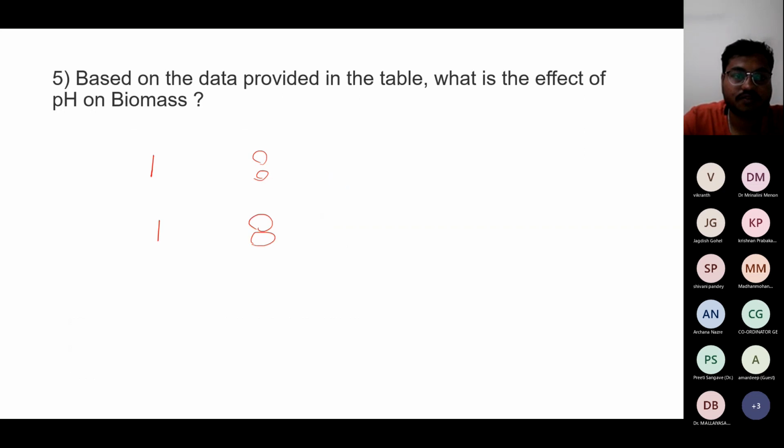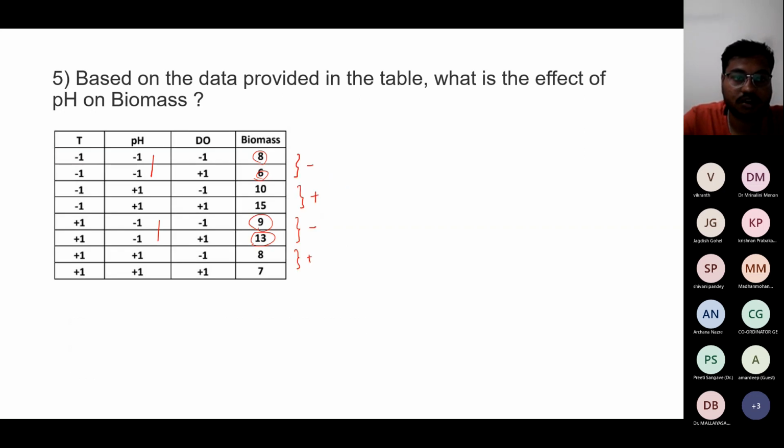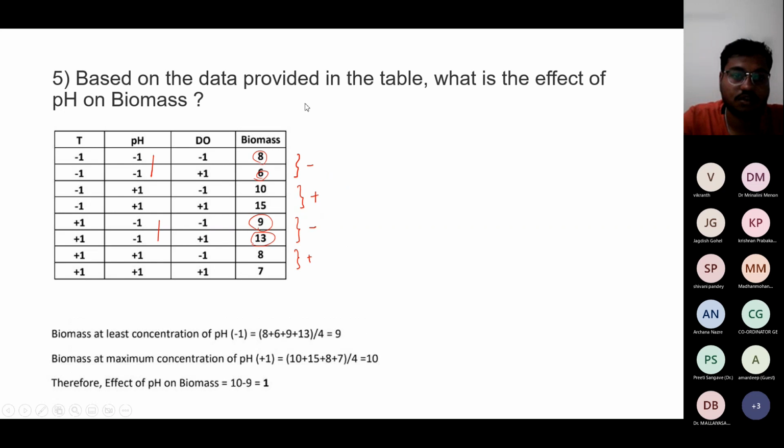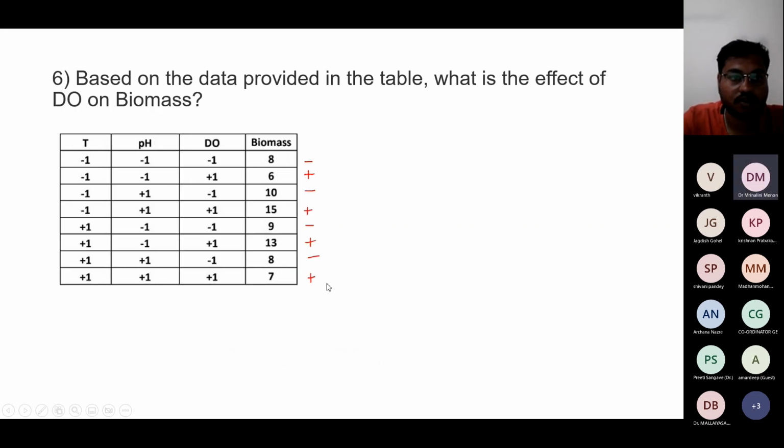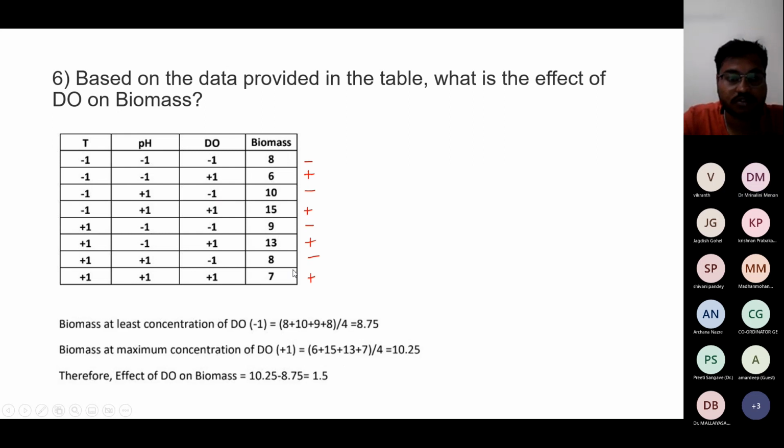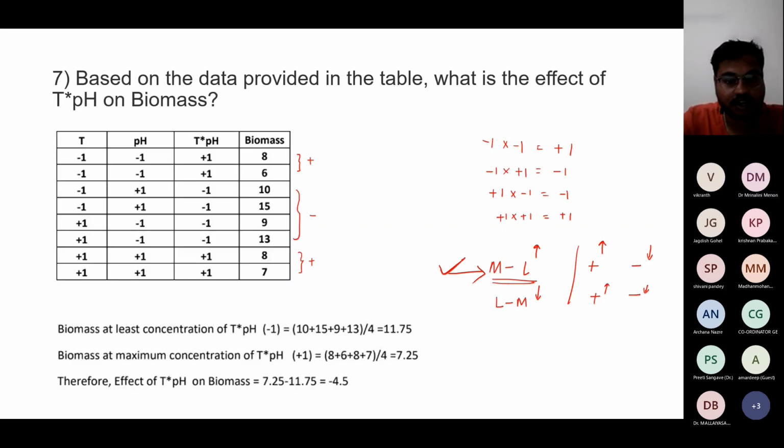Then similarly for the rest of the questions, for the individual factors, pH, we take them separately, calculate the averages and subtract. For dissolved oxygen, we do the same. Now for the interaction terms, T into pH, first we need to multiply the temperature and pH columns to get the third column, T into pH. Then we look at the positive and negative values here, and again calculate the biomass at least and maximum concentration and subtract it.